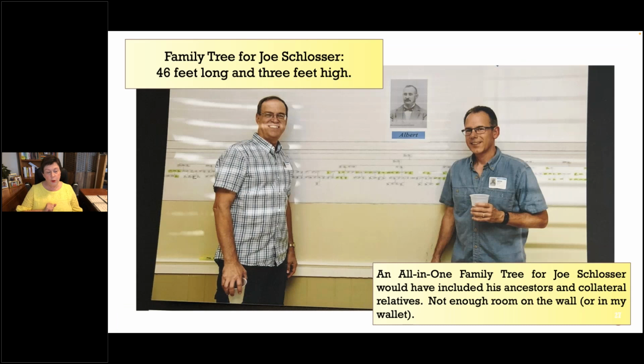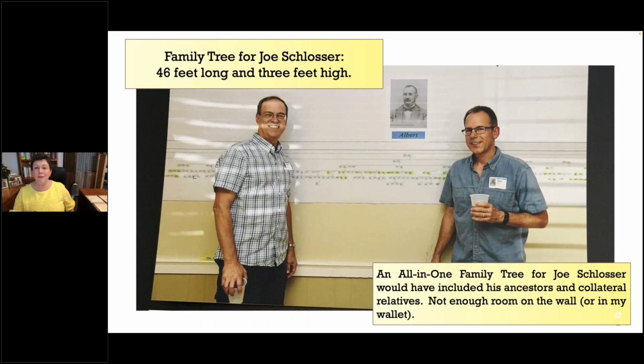Now, you've seen these handsome dudes before. I had them in my first session. These are two of my nephews. I have 9 nephews and 9 nieces. And this I prepared for a reunion of the Schlossers. I prepared one of those descendants charts using Joe Schlosser, my great grandfather, and then all of his descendants. And by the time we had the reunion, which was August of 2017, I had identified 470 descendants, and it's way over 500 now. In any event, this chart was 46 feet long, 3 feet high, and my nephews are standing in front of Albert, who is my grandfather, their great grandfather.